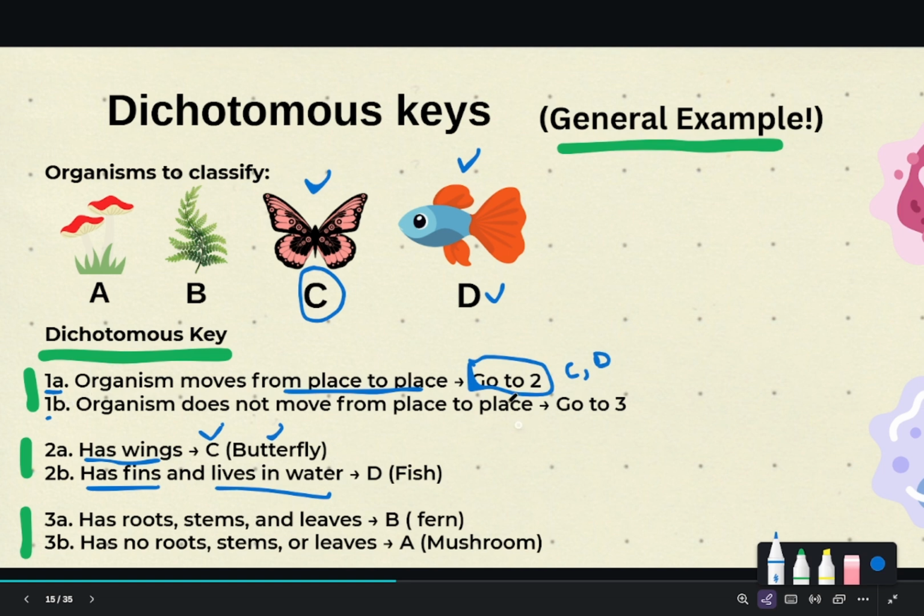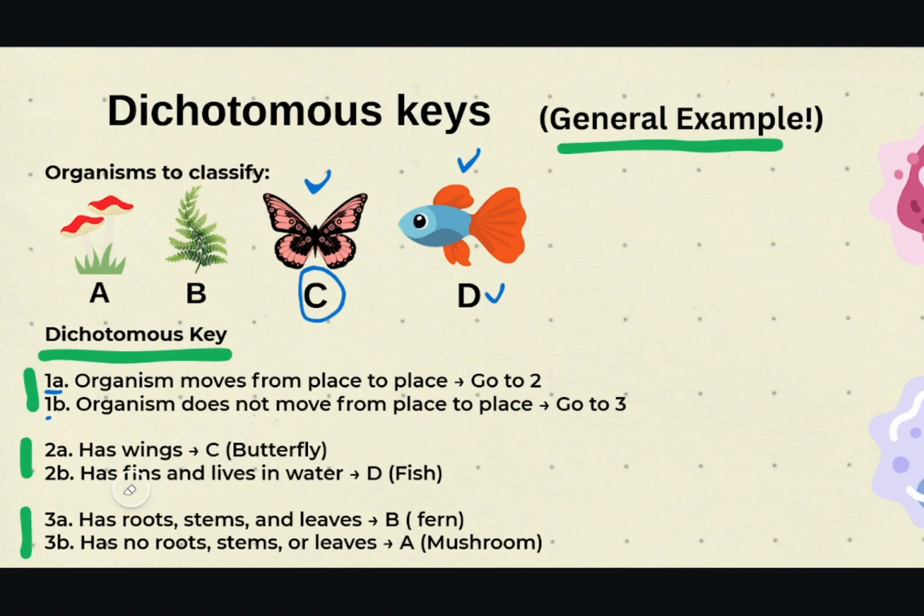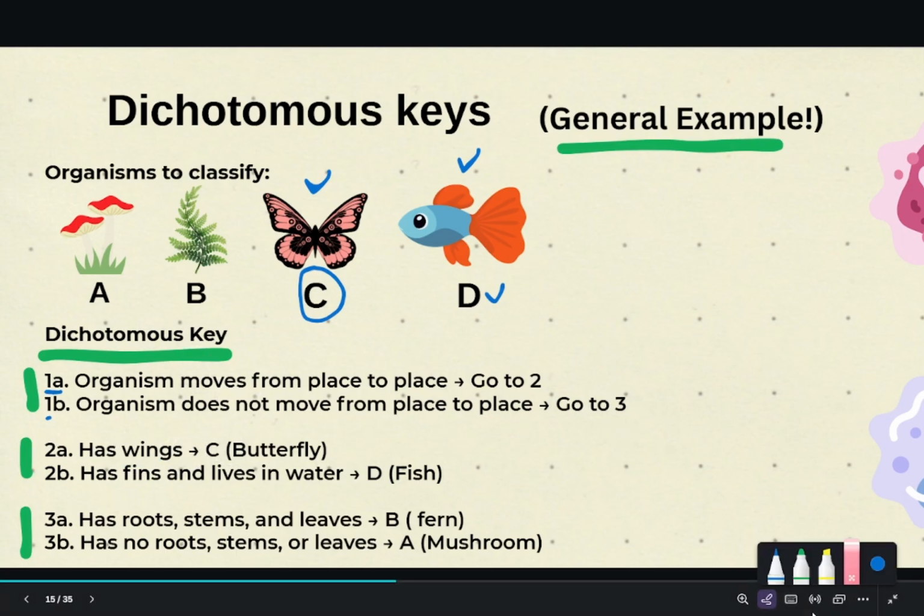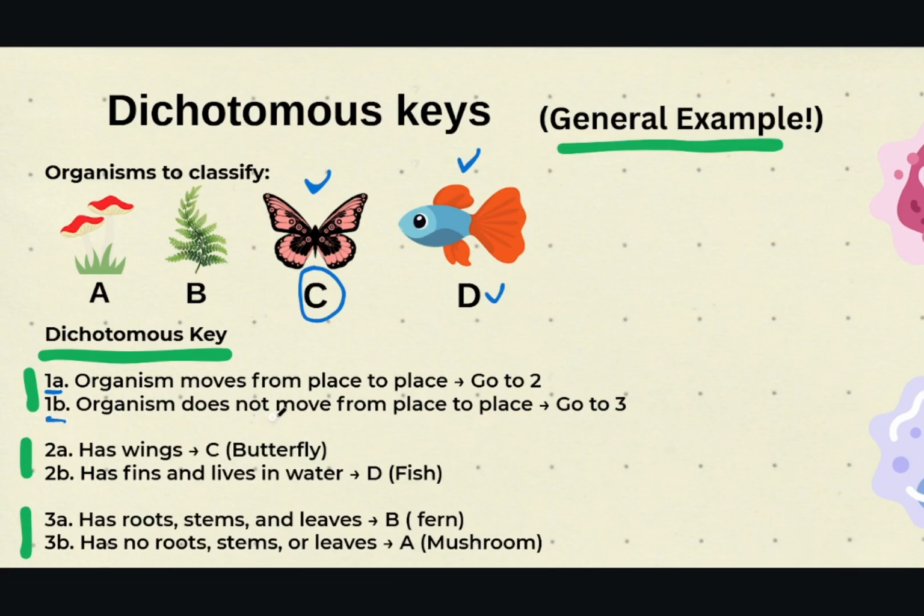All right, now this is all the information. This is how we identified C and D from the first key, part A. All right, now we're going to go to the first key, part B, which says that the organism does not move from place to place.